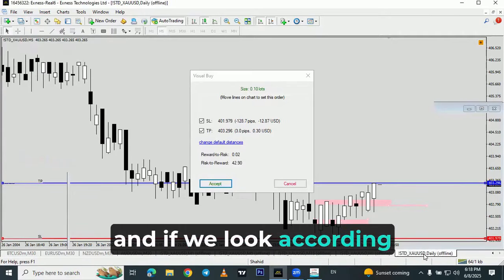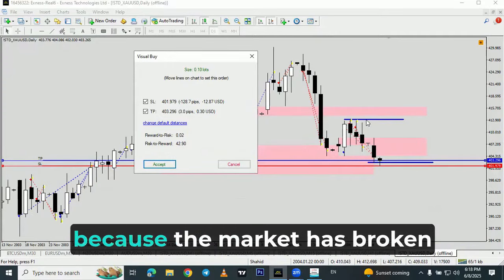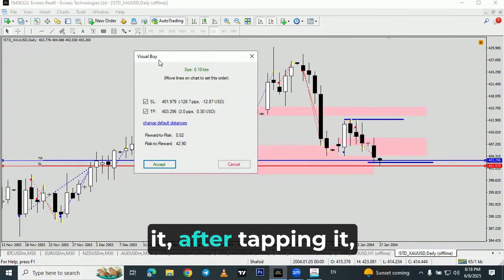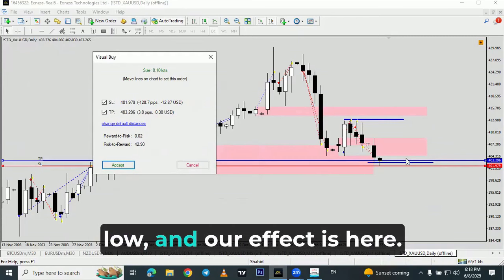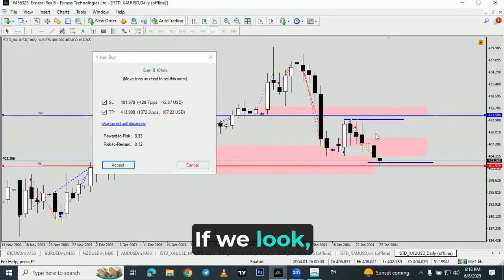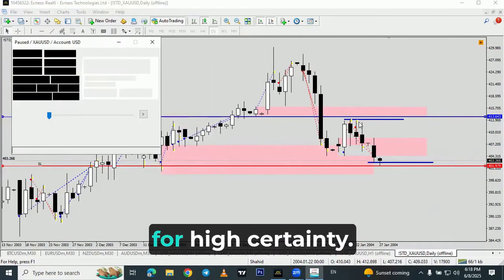And if we look according to daily, the market can also become bearish from its flip zone because the market has broken it. After tapping it, it can also become bearish. We keep its effect above this low and our effect is here. If we look, the session is still Asian. So if we don't get a trade here, we will have to wait for high certainty.